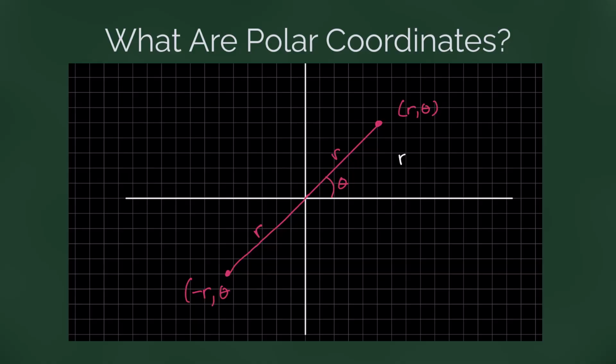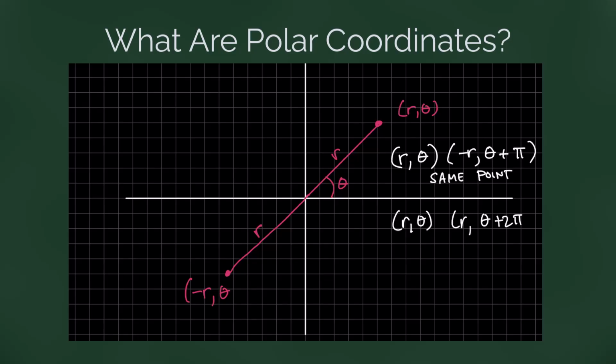Given this relationship, it's also the case that the point (r, theta) and the point (negative r, theta plus pi) are the same point. It's also the case that (r, theta) and (r, theta plus 2 pi) or (r, theta minus 2 pi) are the same point. So for any point we write within the polar coordinate system, we have multiple ways of identifying that point by changing the sign of r or adding multiples of pi or 2 pi to the angle theta.